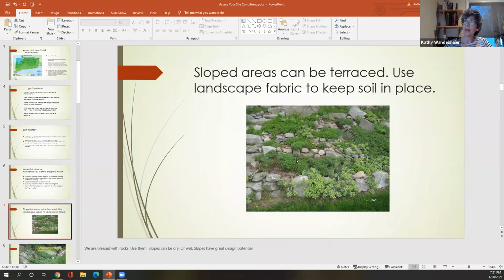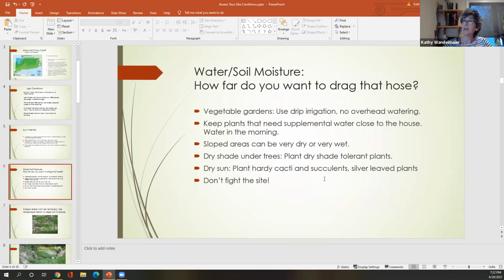And I underlaid the soil. I did have to amend and add topsoil here because there just wasn't enough natural soil there. So in order to keep that soil from washing out, I used landscape fabric underneath it and tucked it underneath the top layer of these rocks here. And that helped to keep the soil from washing out through the rocks and keep it in place.